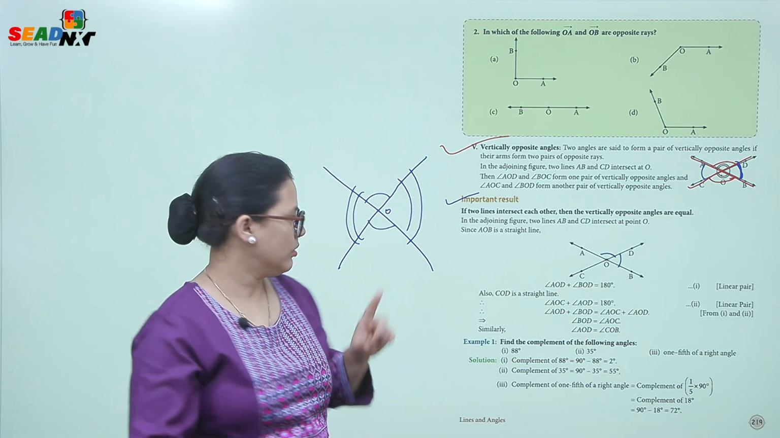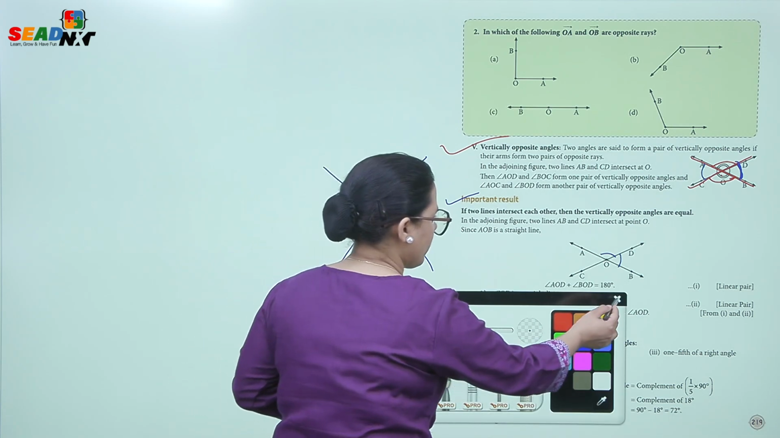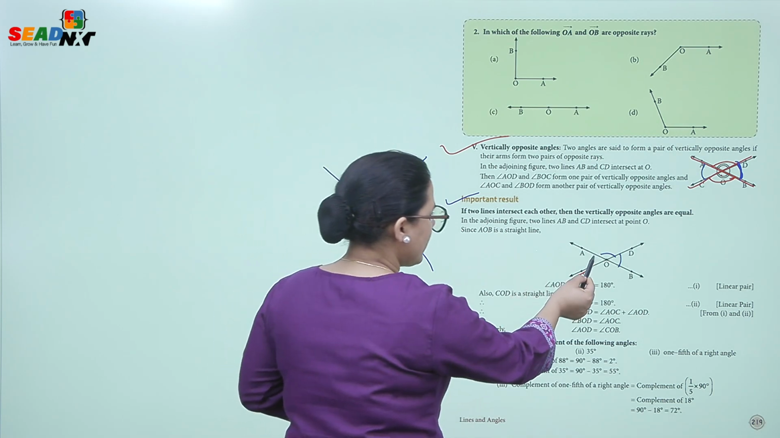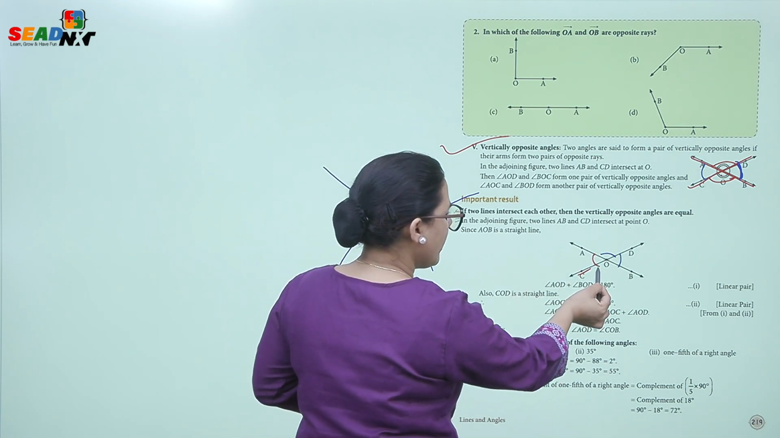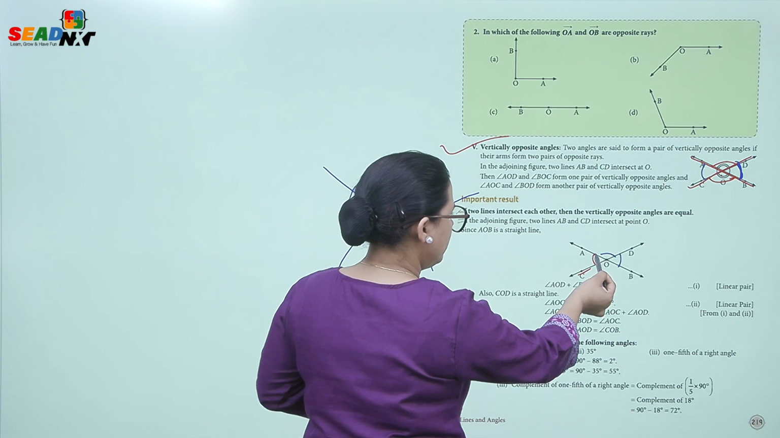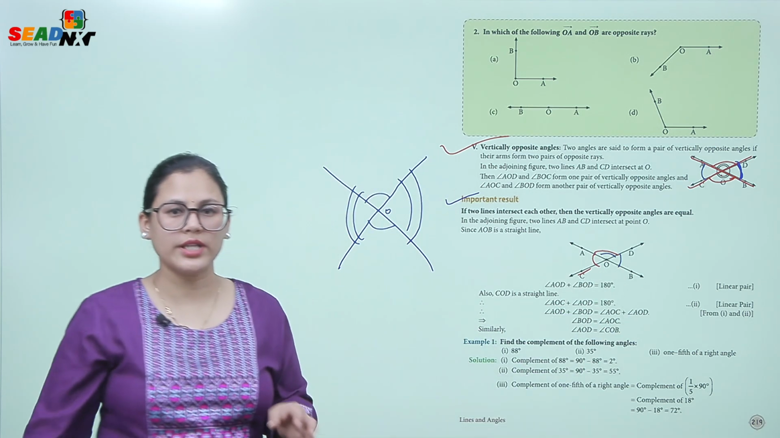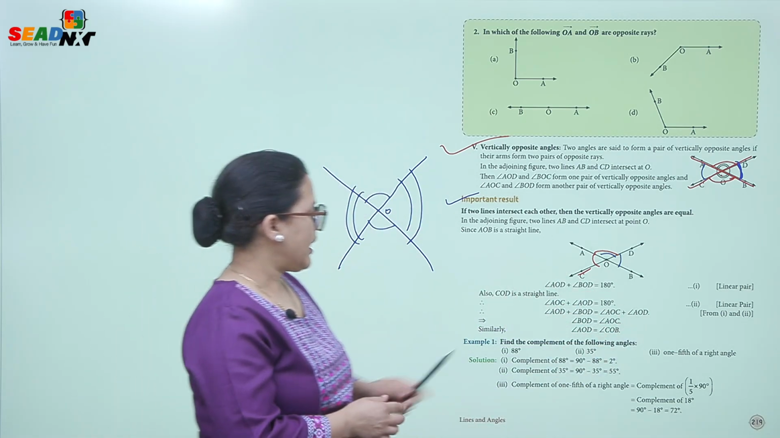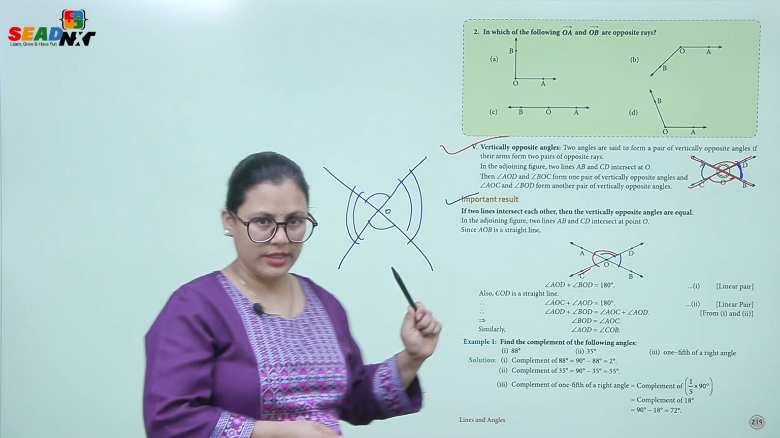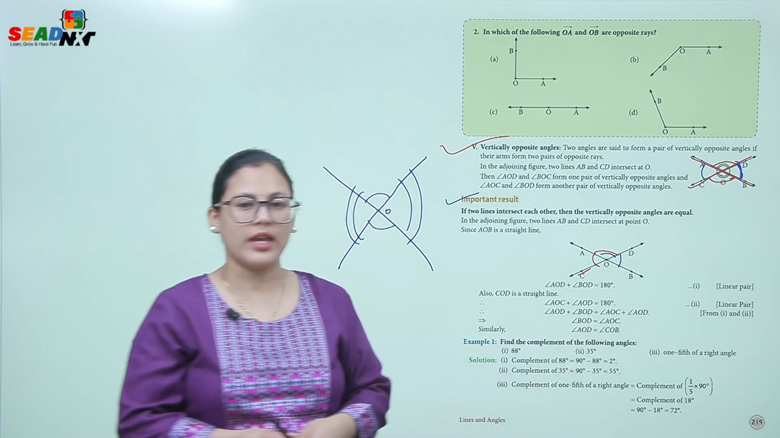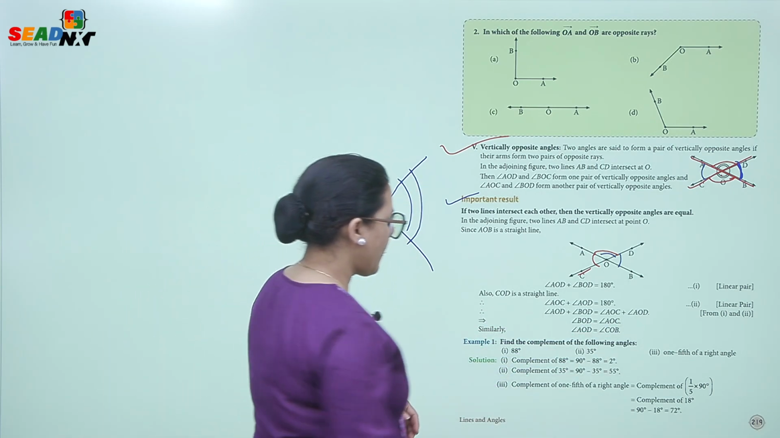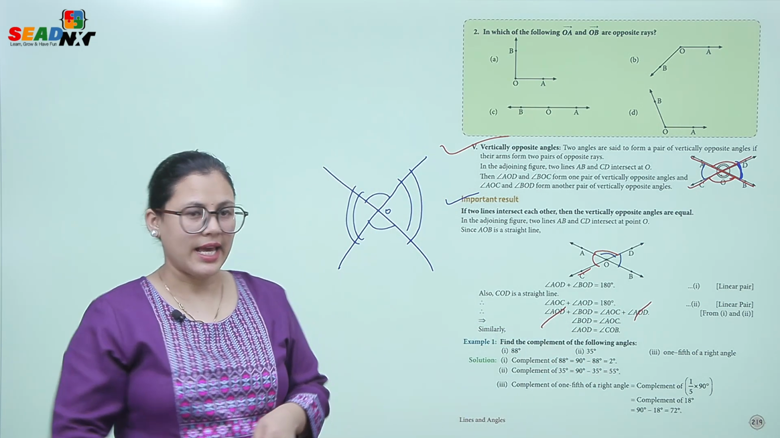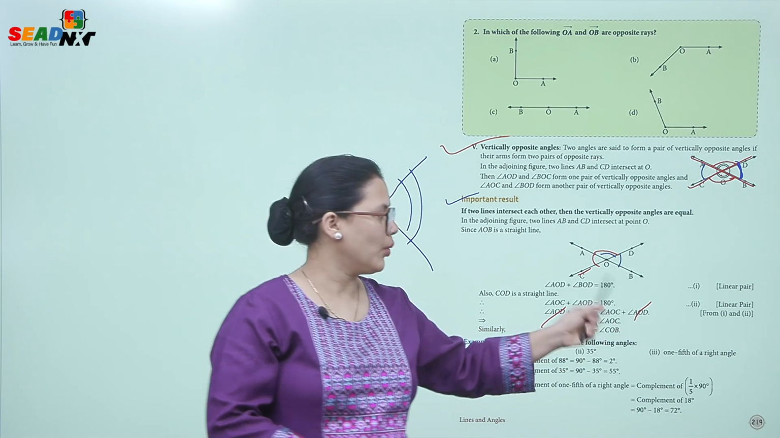Also, here you can see COD is also a straight line, right? That means AOC plus AOD is equal to 180 degrees, linear pair. So from equation 1 and 2, angle AOD plus BOD is equal to angle AOC plus angle AOD. See, AOD and AOD cancel out. Angle BOD is equal to angle AOC and angle AOD is equal to angle COB.